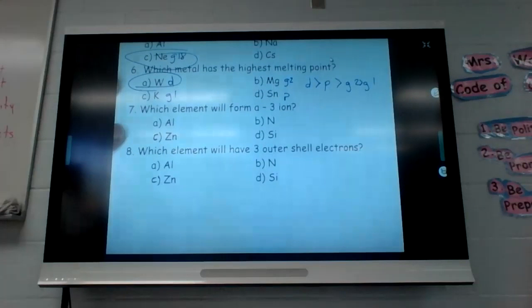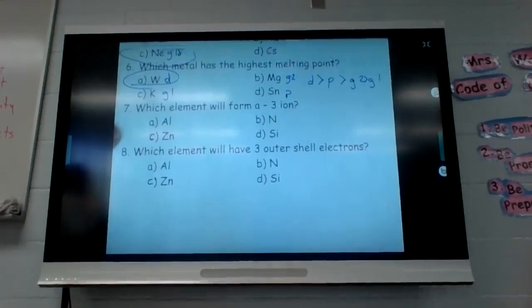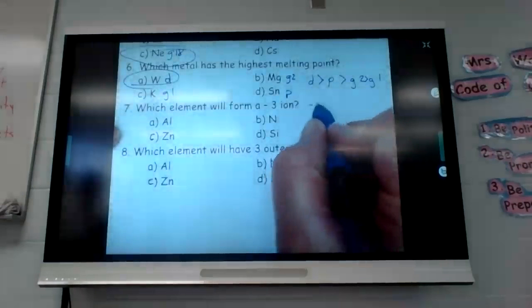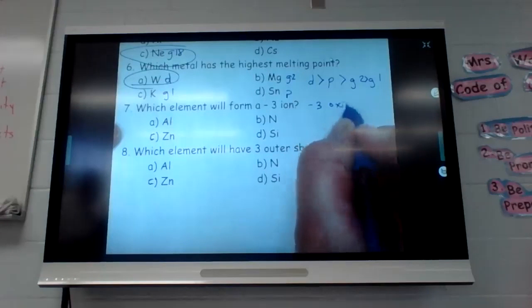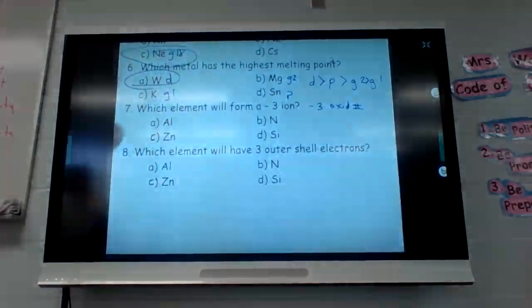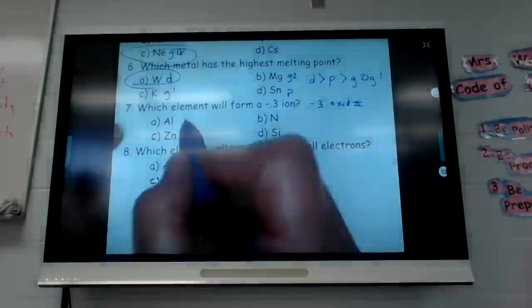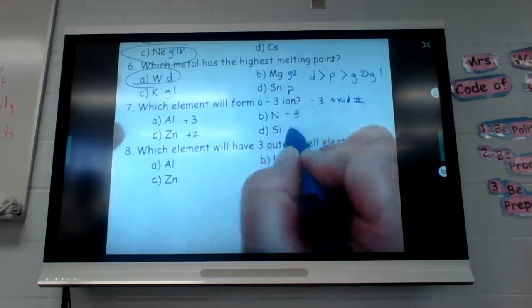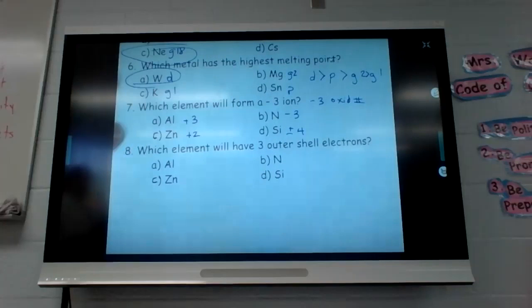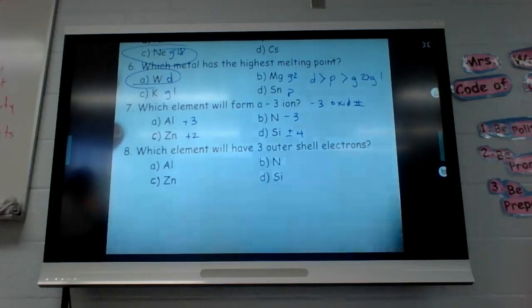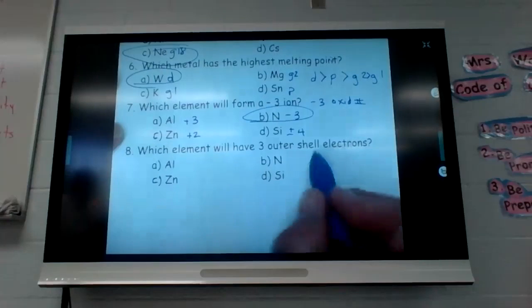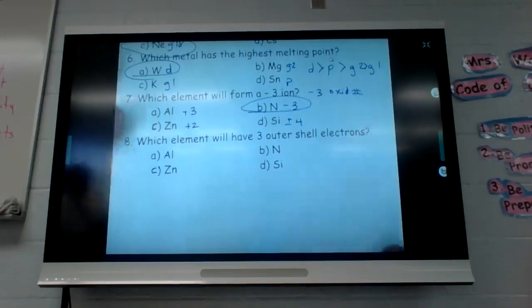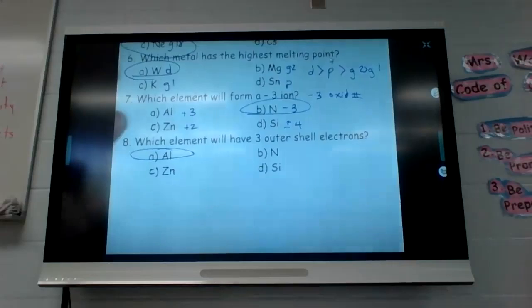Now, I know I wrote 7 and people think it looks weird, but a -3 ion is the same as a -3 oxidation number. That's the same question. Okay, so this is +3, +2, -3, plus or minus 4. So who has a -3? All right, who has 3 outer shell electrons? Al.